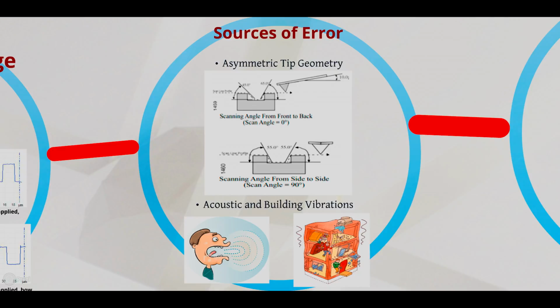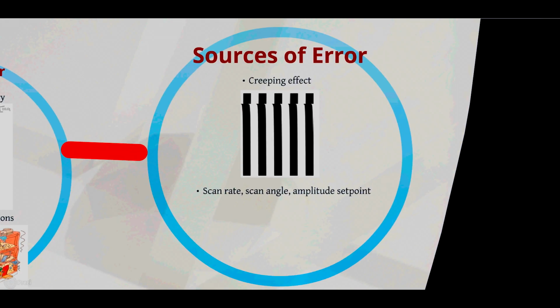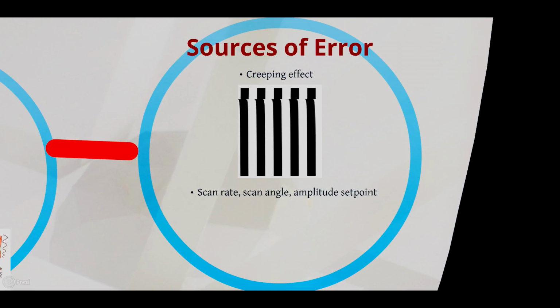To minimize such errors while performing a scan, it is advisable to close the AFM hood and use a damping table. Tripping effect occurs when a set voltage is applied to the piezo scanner to move the scan head to a certain direction. The piezo tends to continue to move in the same direction for a certain period of time even after scanning has started.